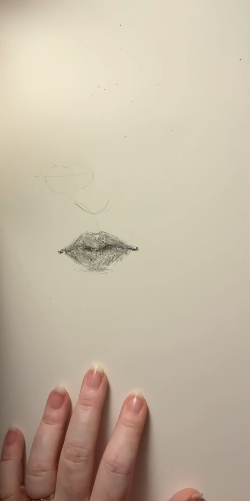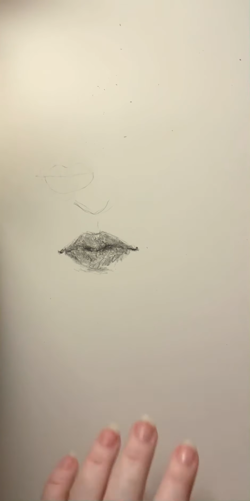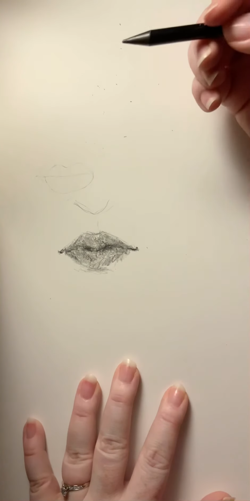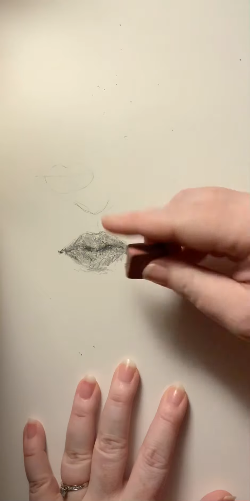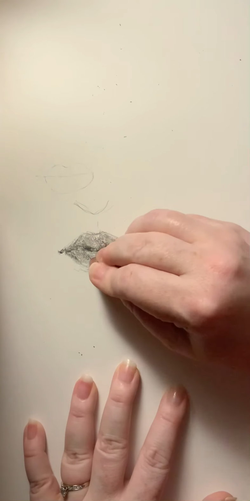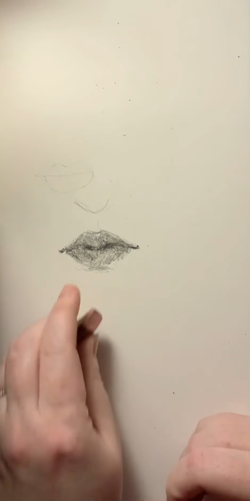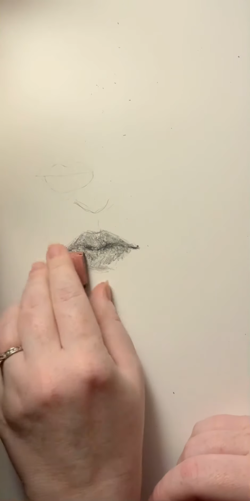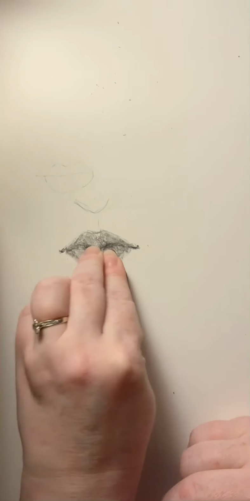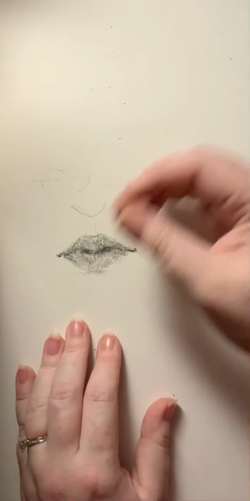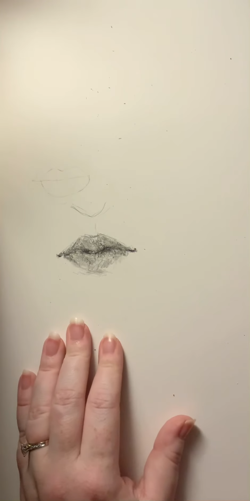Alright, I'm going to stop right there because it's starting to look a little muddled, and the lower lip is looking the same value as the upper lip. So I'm going to take my big eraser and I'm just going to press it in on the lower lip to remove some of that graphite. I don't want to erase because I don't want to make it completely go away. I'm just pressing it on there and it removes some of the graphite, so it makes it a little bit lighter for me.